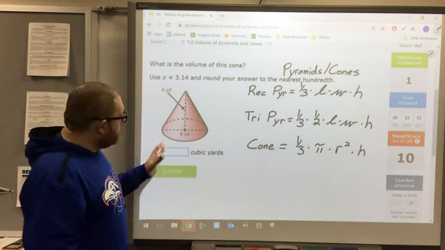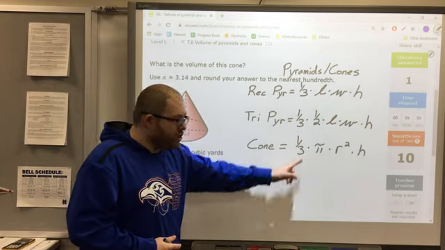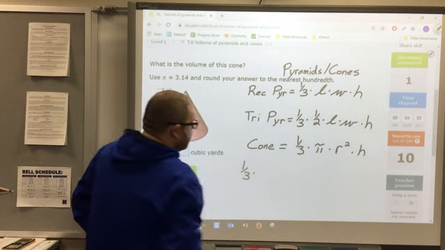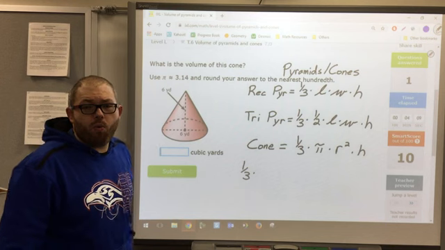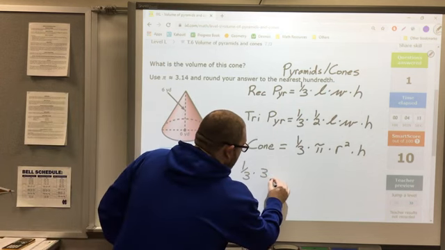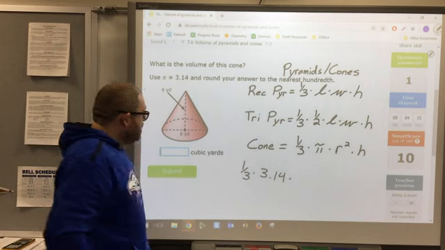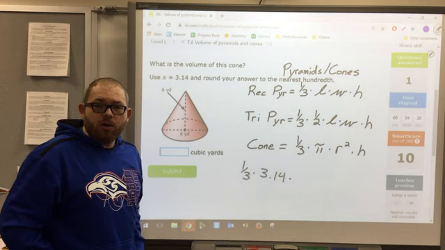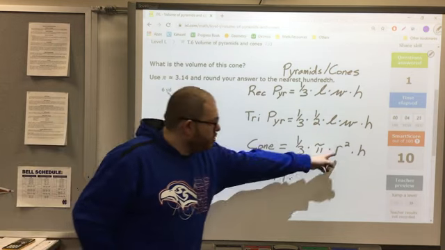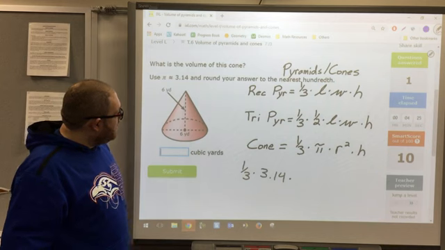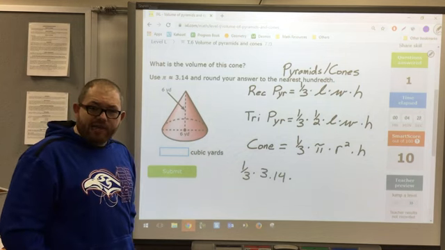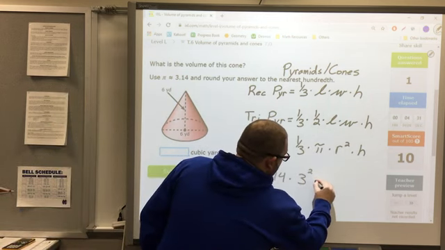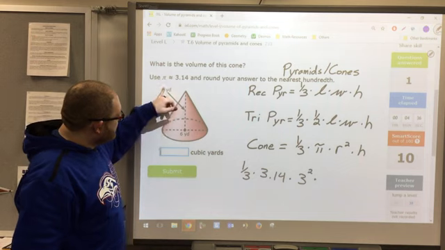So remember that a cone is different from a cylinder. We have to use 1/3 when we multiply. We're going to be multiplying by 3.14 for pi. This time we are once again given the length across the entire circle, which is the diameter. We want the radius, so we have to divide that number by 2. So the radius of this cone is only 3. And then the height is 6.